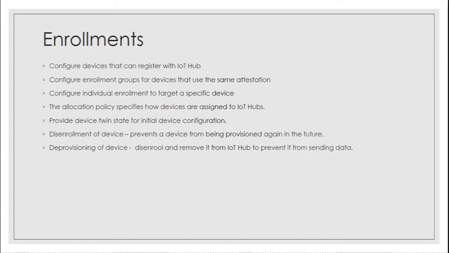Okay, and you can configure those enrollment groups. And if you want to register a single IoT device with an IoT hub, you can even create individual enrollments also. Okay, and the allocation policies also, as I have discussed previously, it has different allocation policies. We will look at it in some time. Okay, and it does provide us support with device twins as well.